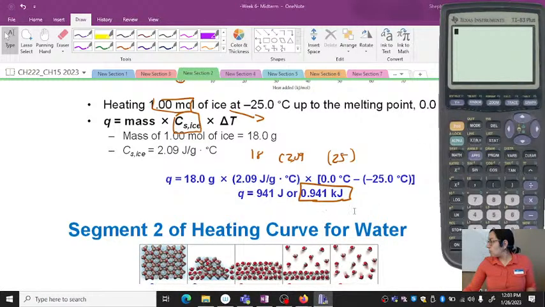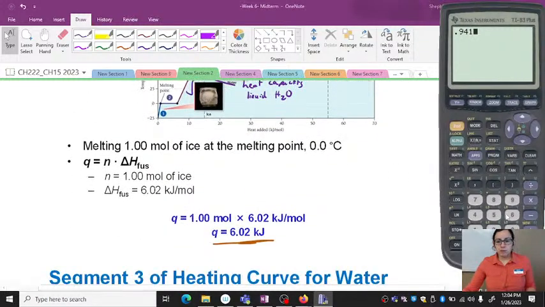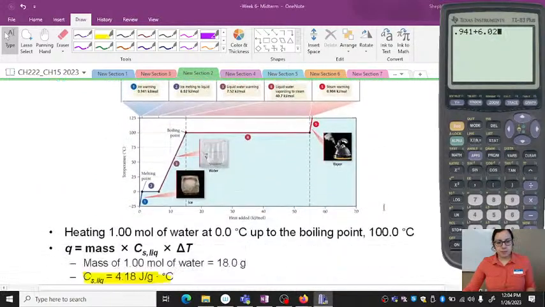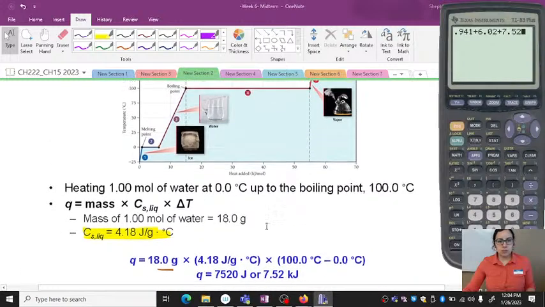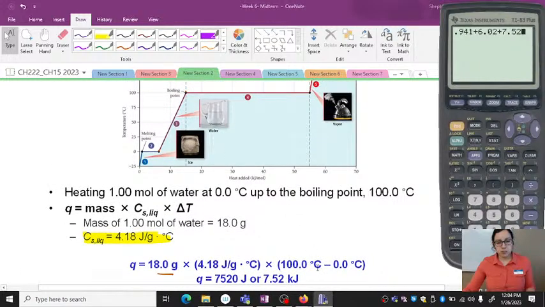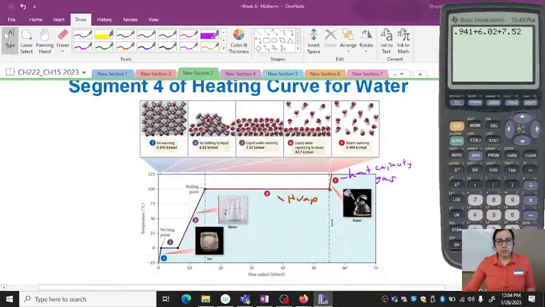And so I'm going to do it all in kilojoules just to make my numbers a little bit easier. So 0.941 kilojoules for our first leg, plus 6.02 kilojoules for that melting. And then it took 7.52 kilojoules to heat up the water from 0 degrees to 100.